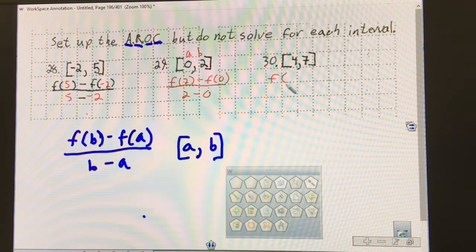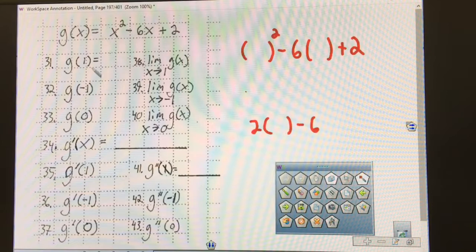Go with the flow. This is my a, and this is my b. F of b would be f of 7 minus f of 4. So that would be my y sub 2 minus y sub 1 over my x sub 2 minus x sub 1, 7 minus 4. It's perfectly acceptable for you to put the 3 on the bottom, but you don't have to. Now a function. And notice we have to plug values into that function.